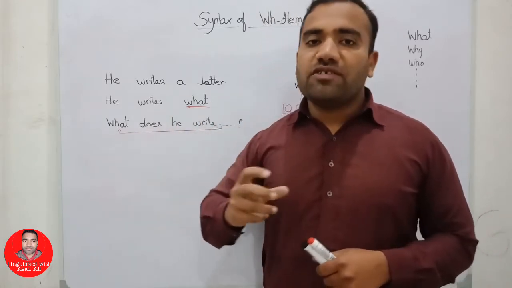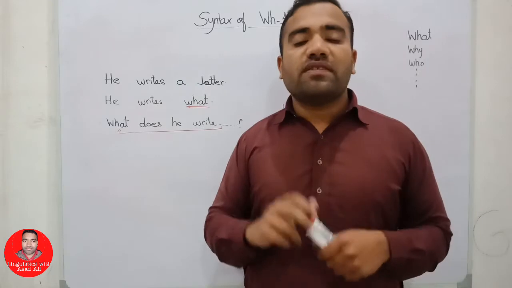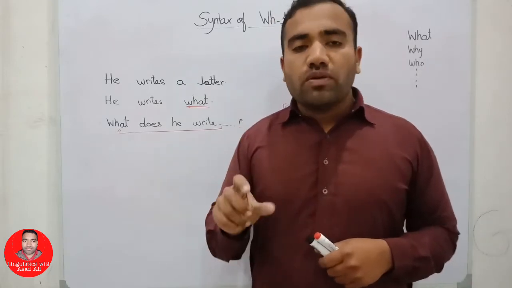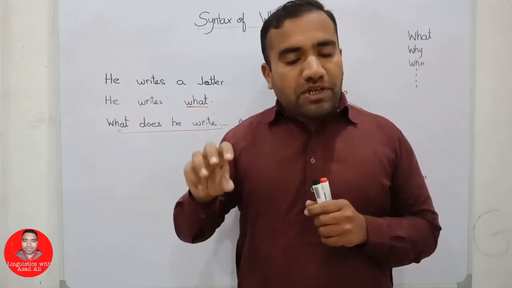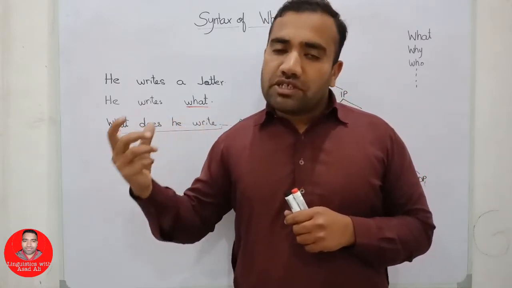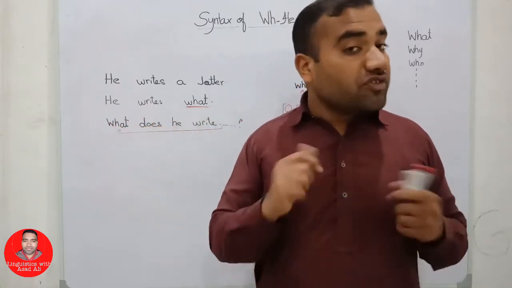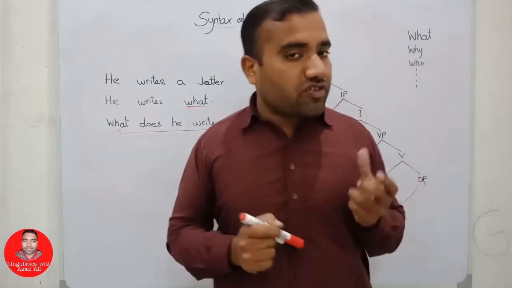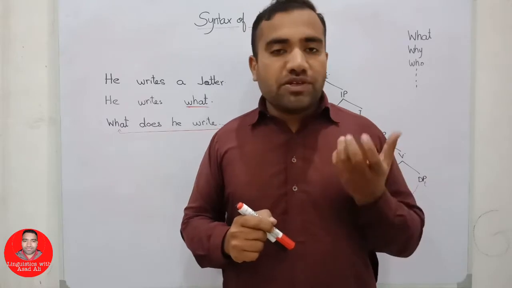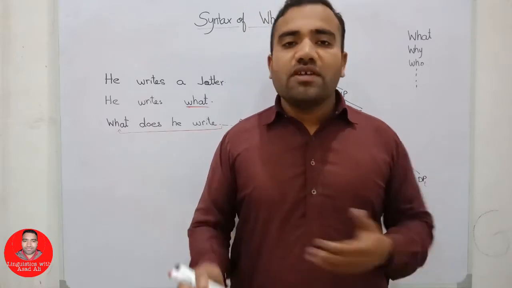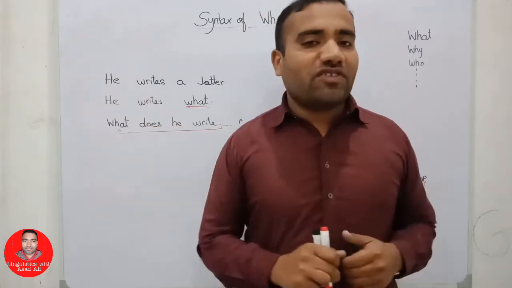The reason is that the English language requires that every WH item must be in the fronting position. This is the parametric value of the English language. And let's see how we can generate the sentence. We will apply the theory to the sentence, and we will tell you how we can generate this type of sentence. Let's see.